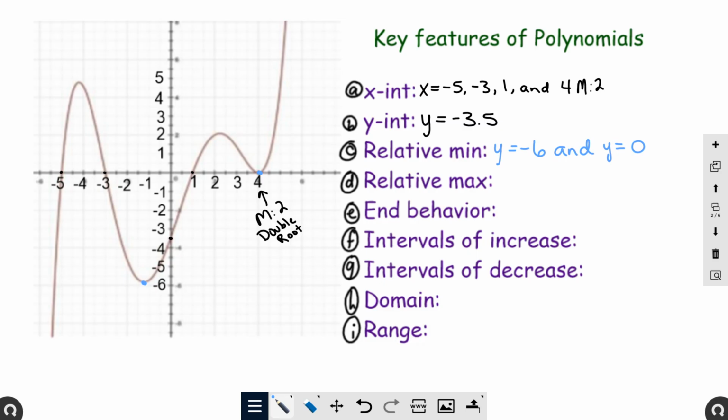So we have 2 minimum values. Look for those valleys. For max, you're looking for your mountaintops. Do I have any mountaintops here? Yeah, I got 2 again. I got one right here. Remember, we're looking for the y value. So the y value is 5. And I have another mountain here with a y value of 2. So y equals 5 and 2. Those are our peaks that we have. So we have peaks and valleys for our max and our min.